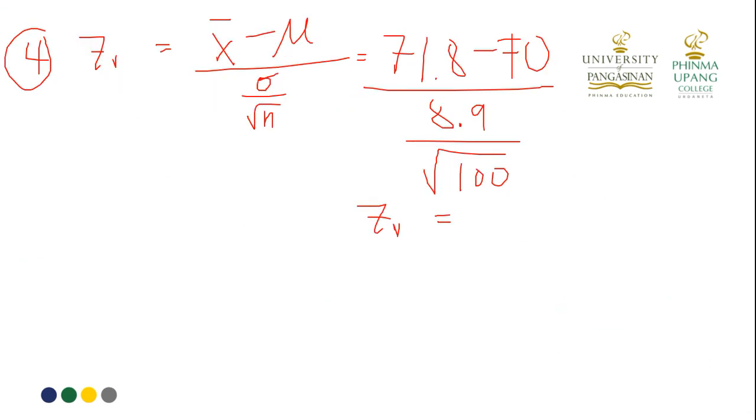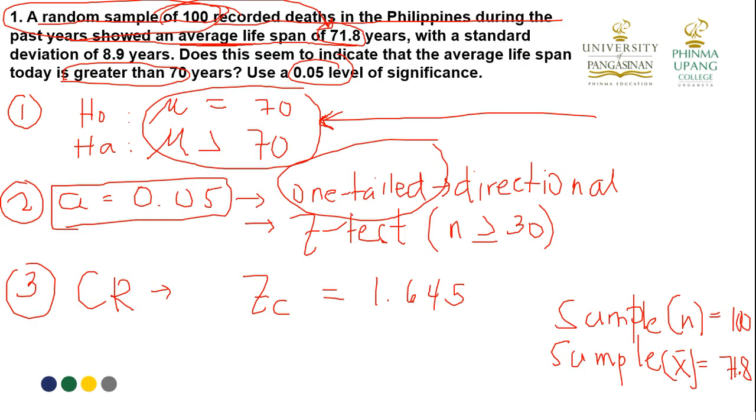71.013 po. Come again. 71.013. That is wrong. Okay, ganito para hindi kayo malito. Critical region. Yung critical region natin, sir, positive ba or negative? Siyempre positive. Di ba greater than yung sinabi doon? So, ibig sabihin, your critical region is greater than 1.645. So, that is the specific answer.